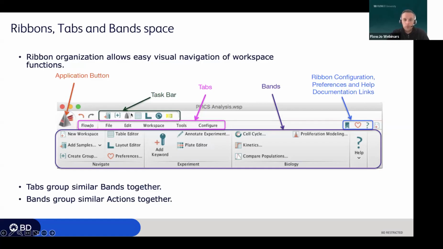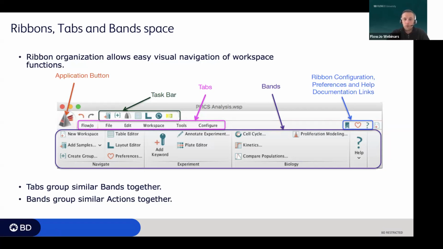On top of the tab, you have the taskbar. The taskbar is a shortcut to what we think you're going to use the most, which are add sample, create group, compensation, table editor, layout editor, and recalculate. Your FlowJo icon is your application button, mostly to save your analysis.